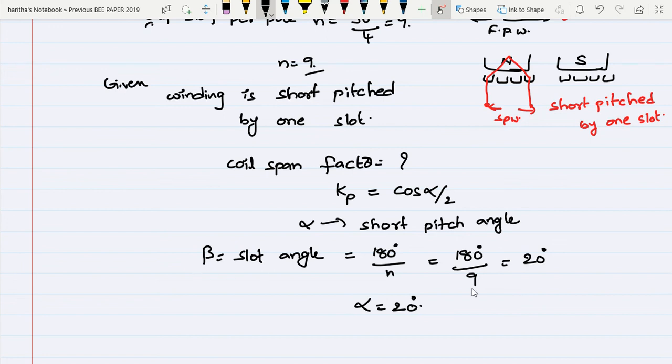Remember this: here beta I wrote as 20, and again I am writing alpha is equal to 20, because the winding is short pitched by only one slot. One slot angle we got as 20, that's why alpha is equal to 20. Then coil span factor Kp is equal to cos alpha by 2, meaning 20 by 2, so it is cos 10 degrees. What is the value of cos 10? Cos 10 is 0.98. So this is the coil span factor. That's it.